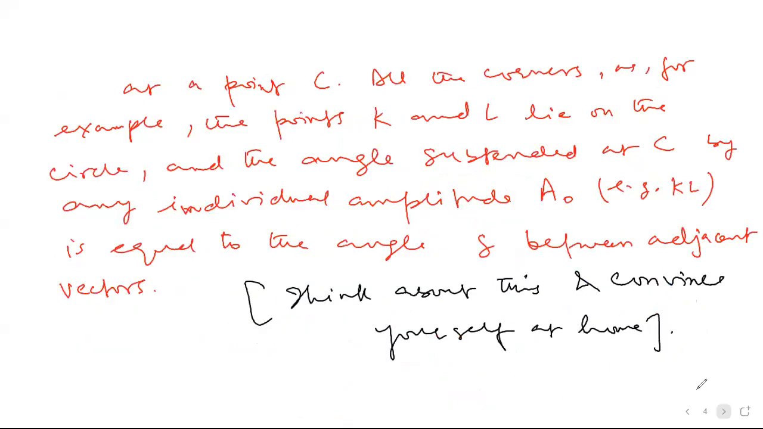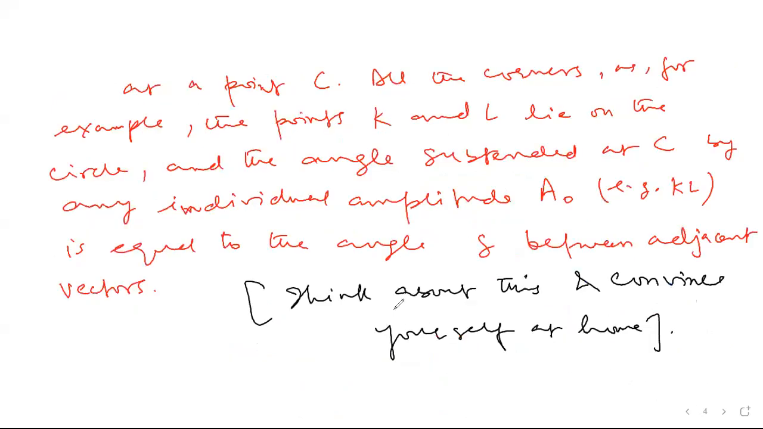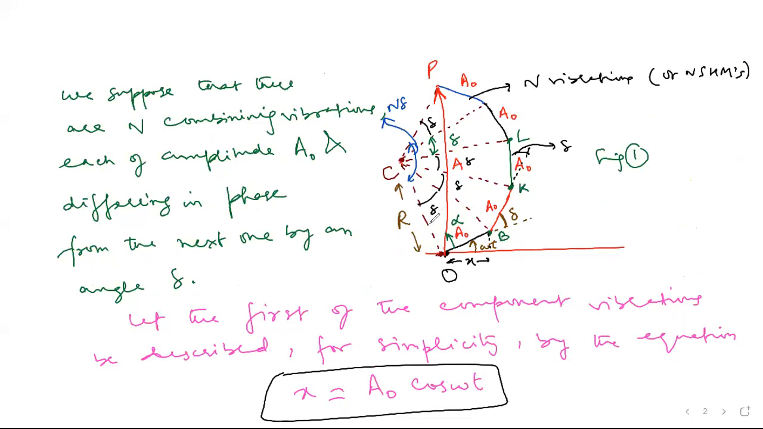Then I gave you one homework to think about this: why this angle subtended by all amplitudes at the center is the same as the angle between two adjacent vectors, two successive vectors, so that you will think yourself.